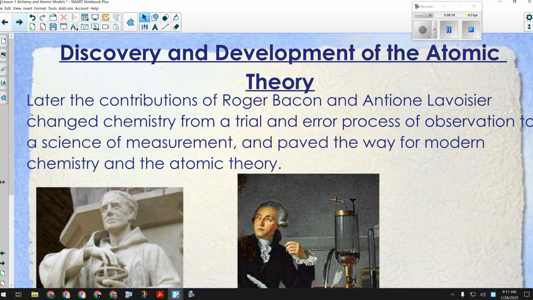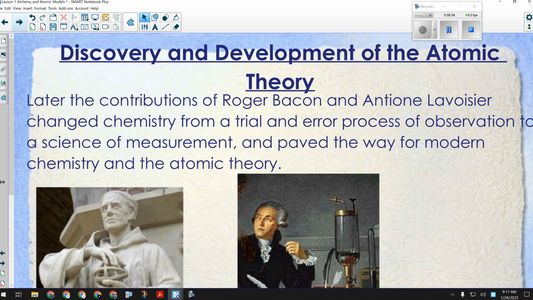Okay? It wasn't until these two guys came along that all sciences were sort of revolutionized. Okay? And again, I'm not worried about their names. It's Lavoisier and Bacon. Okay? You're not going to need to know those. But here's what they did. They invented the scientific method, which is the thing you use every time you do a lab.